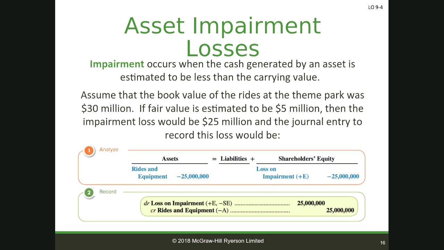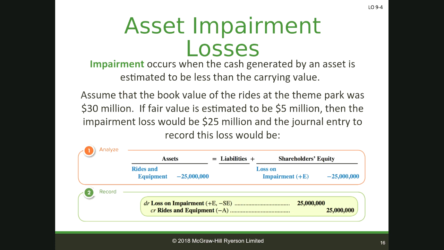The asset might have suffered damage in some way. Maybe there was a flood and a machine got damaged. Maybe there was a fire and some machinery got damaged. It can be various causes, but management has to look at its assets and say, do we think we have incurred an impairment or not?